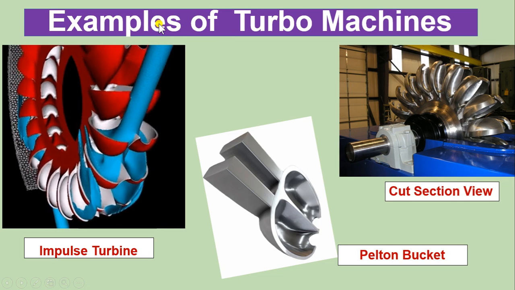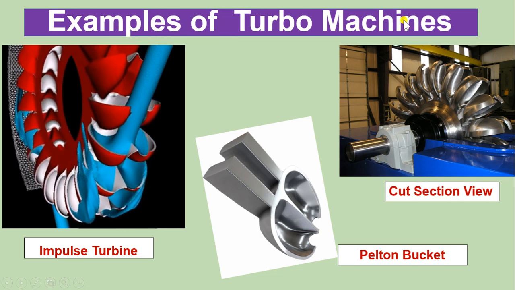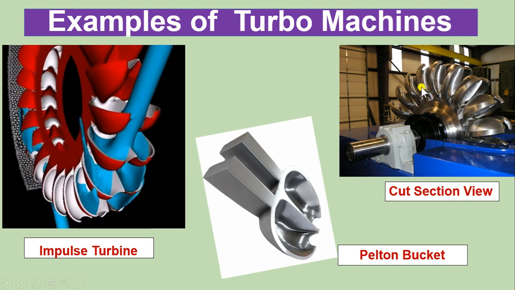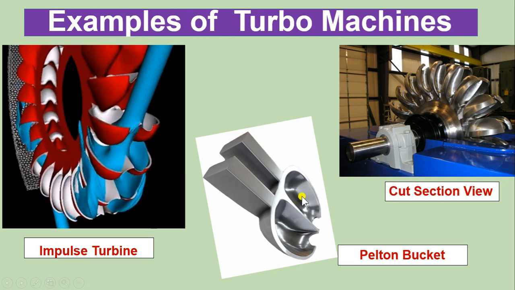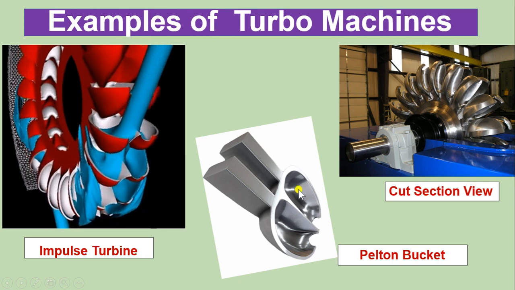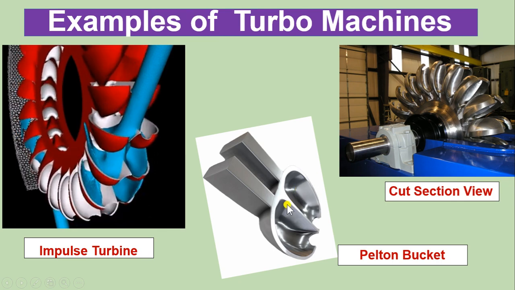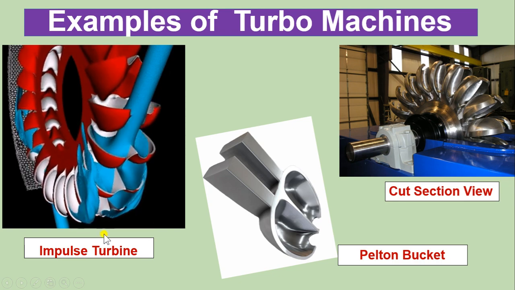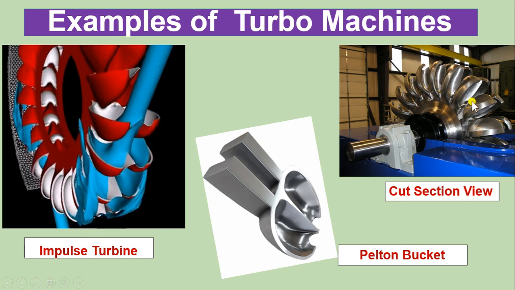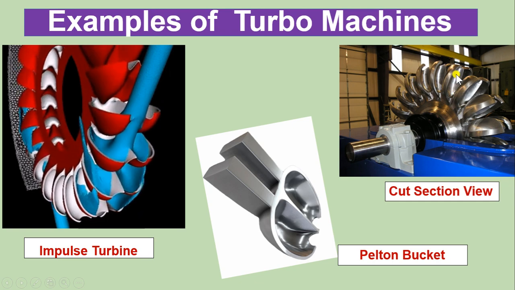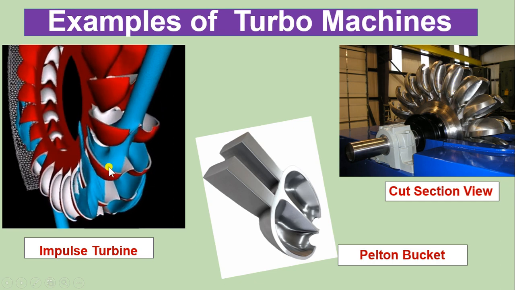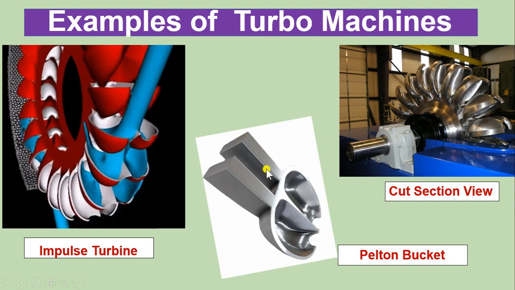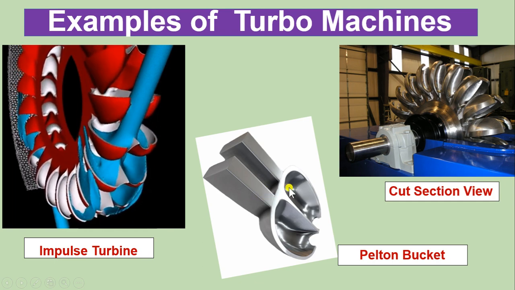Now we will have some examples of turbo machines. Why? Because in this session our aim is to find the formula for force exerted by water on the various kinds of blades. So here, as far as impulse turbine or Pelton is concerned, you can see here cut section view. These are called as buckets. You can see this bucket which is subjected with jet. This is actual view of bucket.